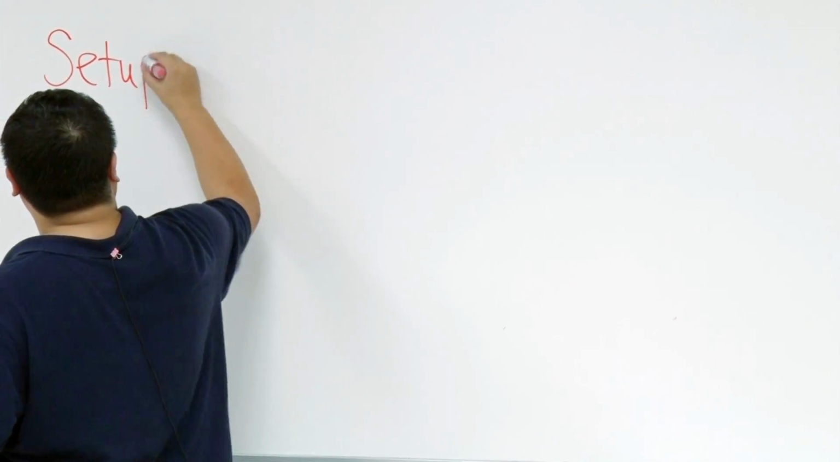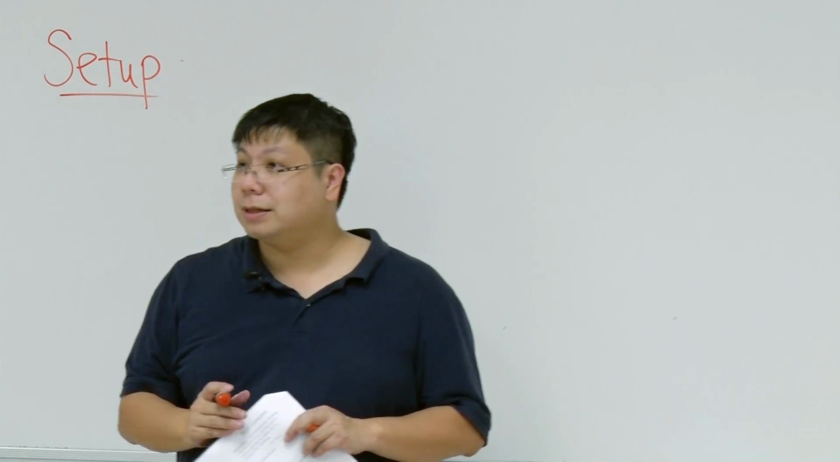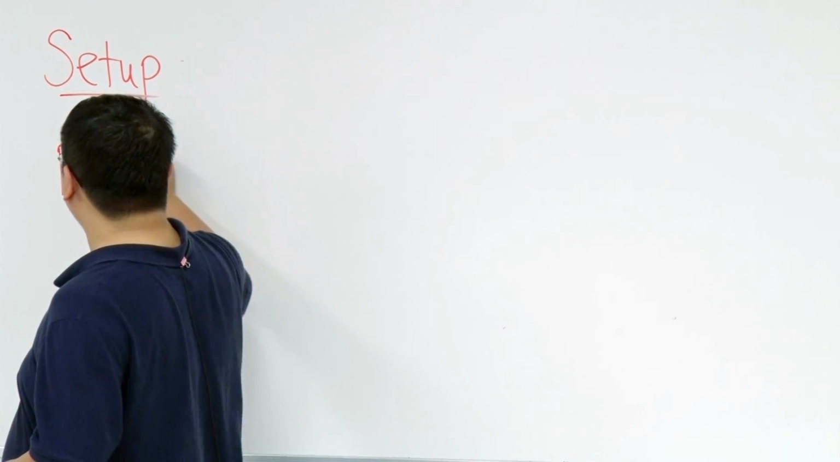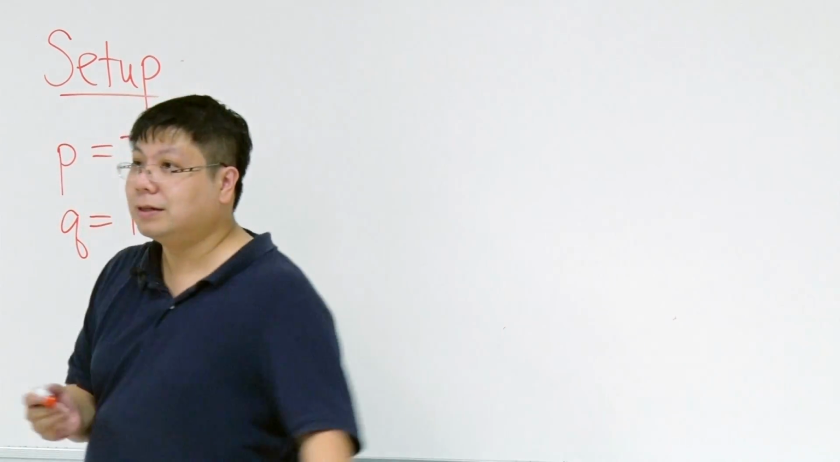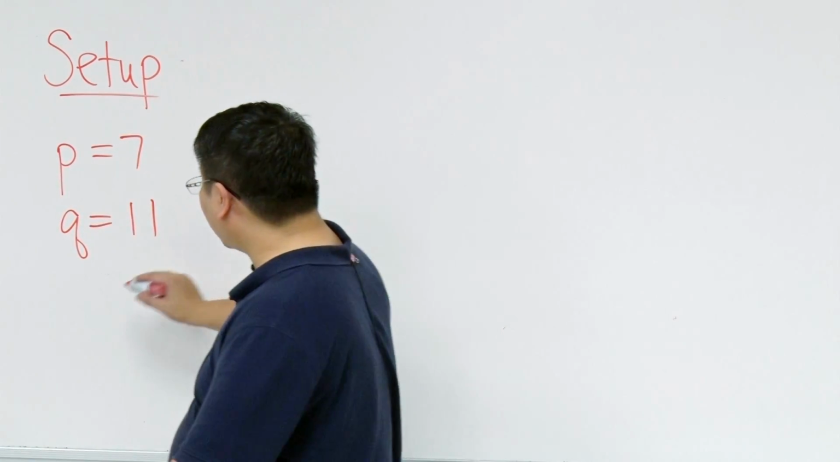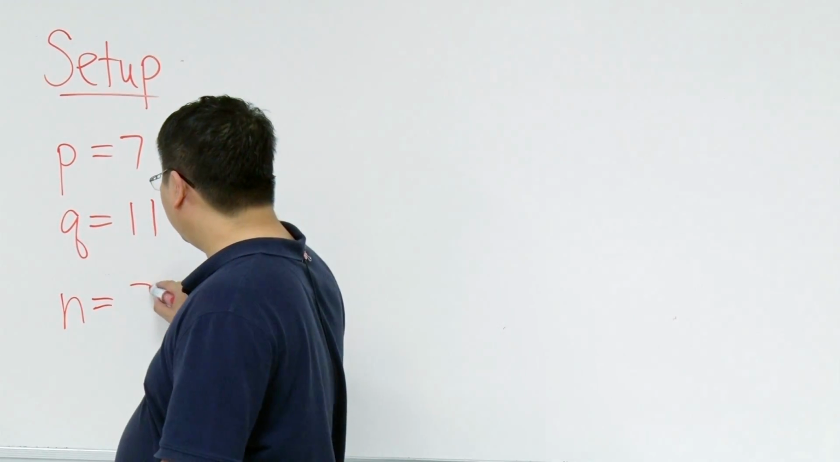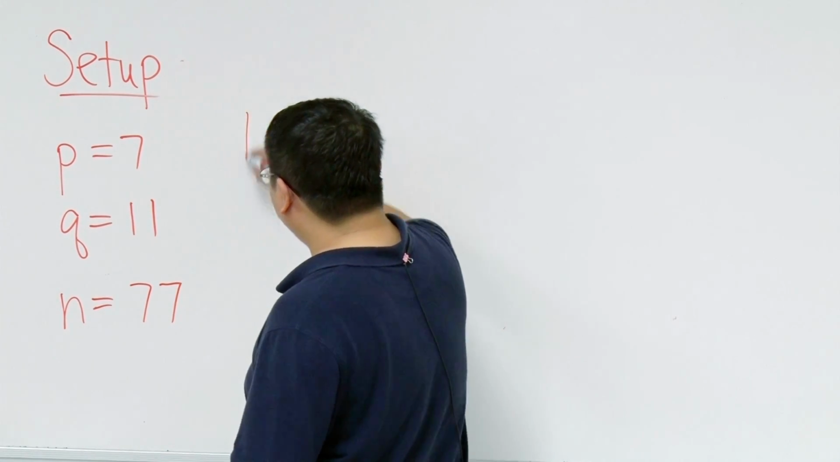Okay, so let's try to do the setup together. We want to choose two primes p and q, right? Let's choose, for example, p equal to 7 and q equal to 11. Is that okay? So we get n equal to what? 77, right?